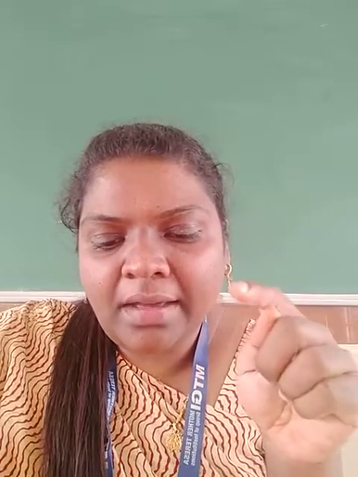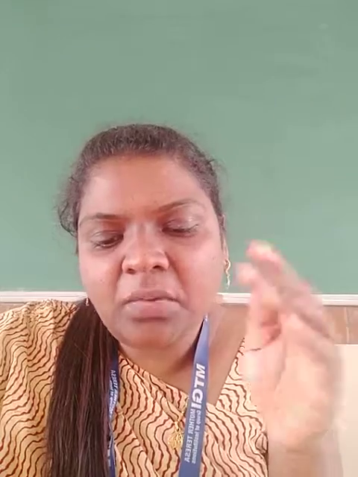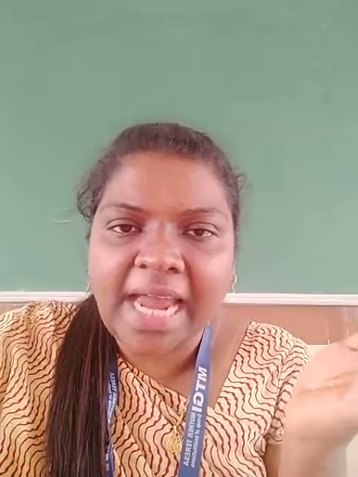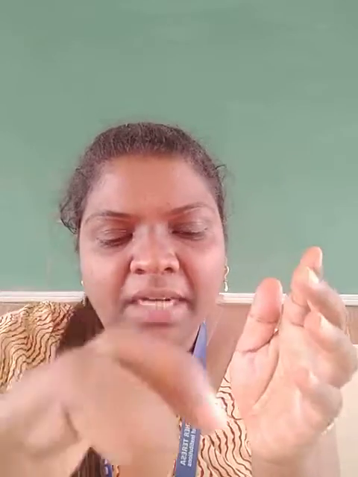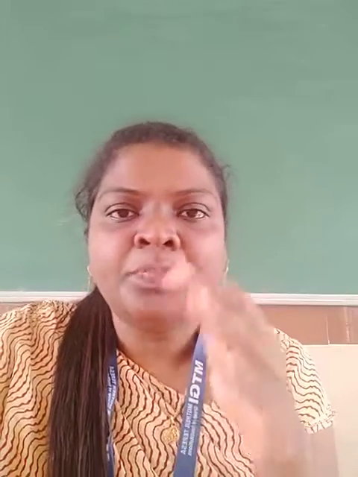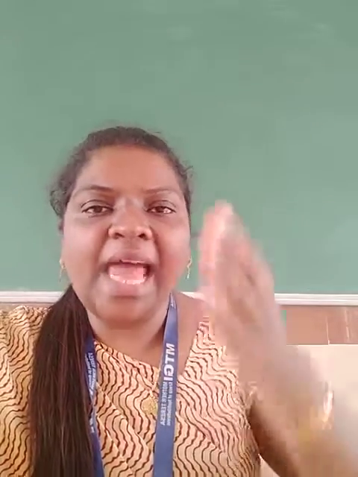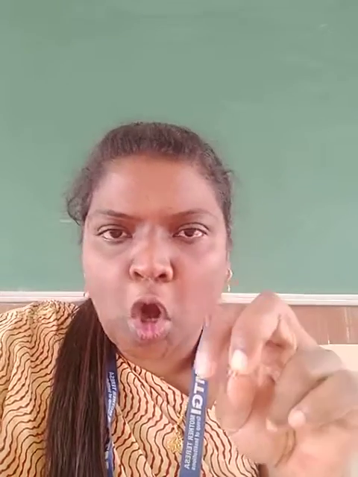It will be H shaped and it divides the white matter into anterior, posterior and lateral columns. It is the grey matter which is in H shape. Anterior is front, posterior is back, lateral is the side. So this H is dividing the white matter into anterior, posterior and lateral columns.